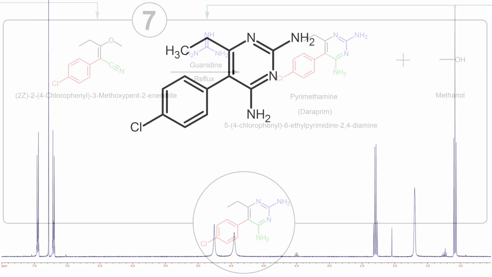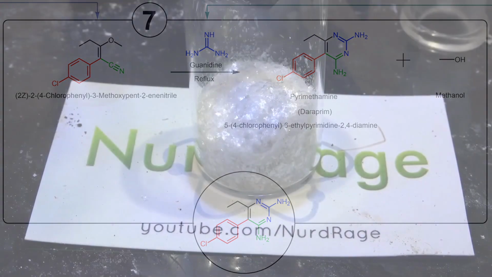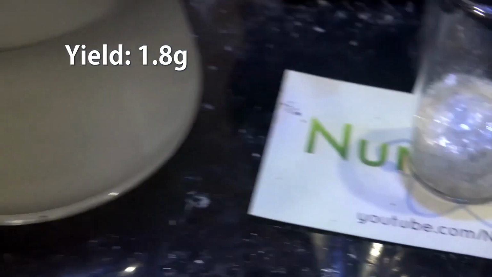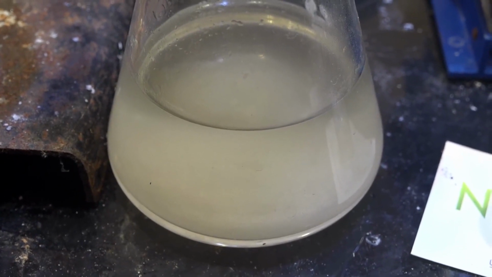Nonetheless, we have made pyrimethamine, finally. We have now cleared step 7 and have confirmed our product. Time to break out the champagne. Our total yield was 1.8 grams. This is about 72 pills worth. Although most of it is still in the ethanol filtrate, and with further purification, I'm sure it could be recovered.